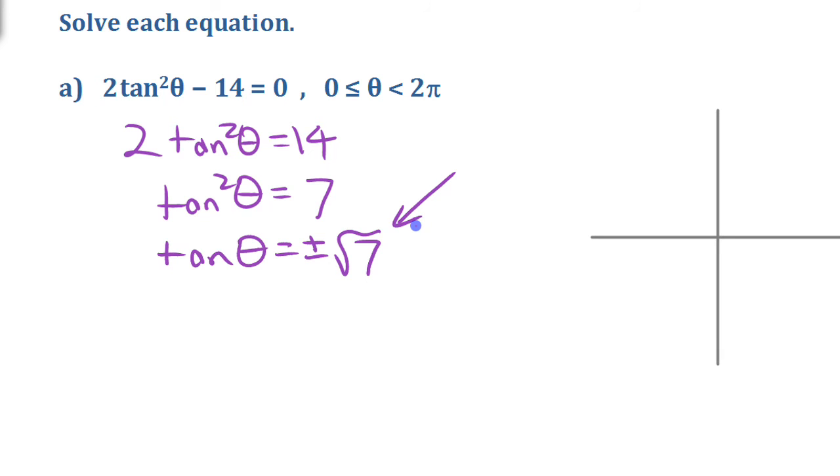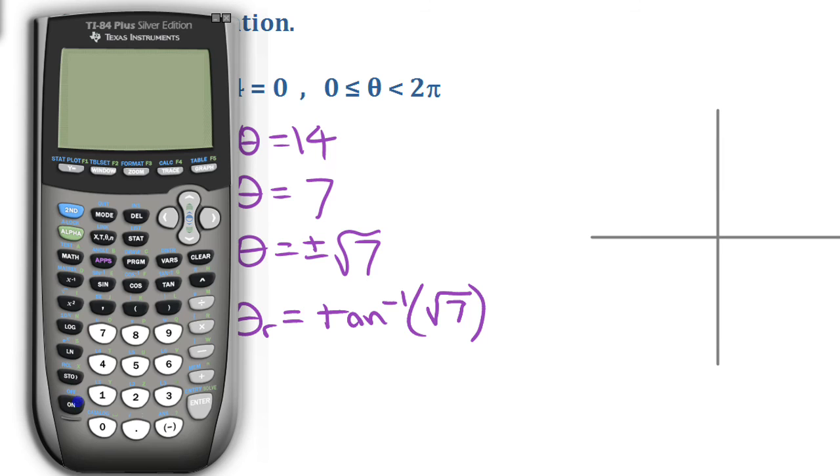We can't use exact values for this, so we're going to have to resort to our calculator. But that's okay, because we're going to find the reference angle by just using that tan inverse function. Again, I would use the positive ratio here, and I would just put it in as square root of 7. Don't put it in as an approximate number, because it's going to be better if you do it this way. Don't round off and then use that rounded off number.